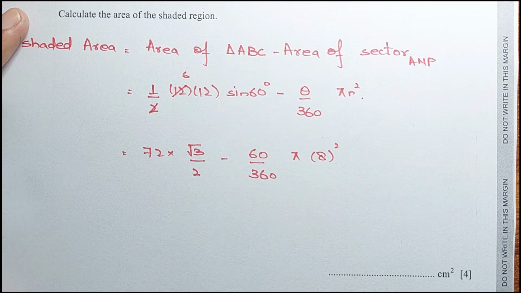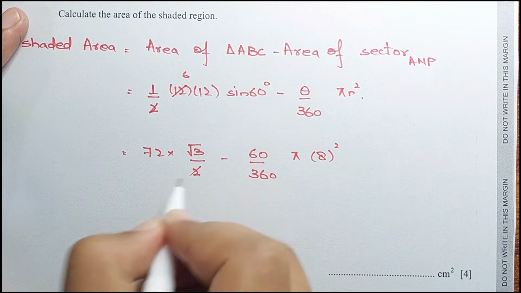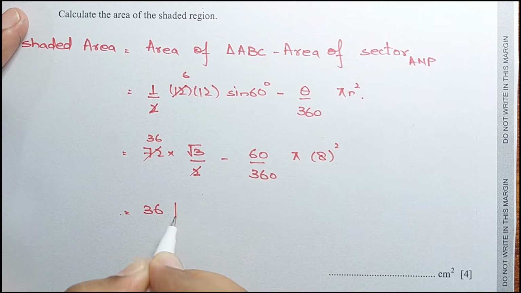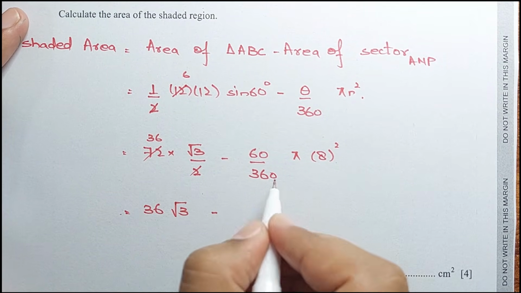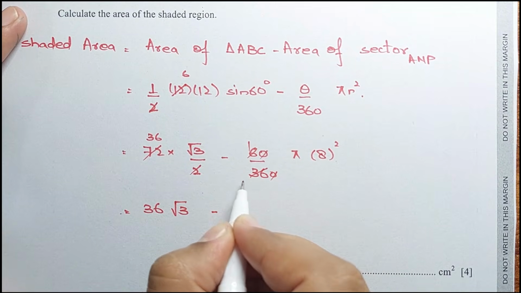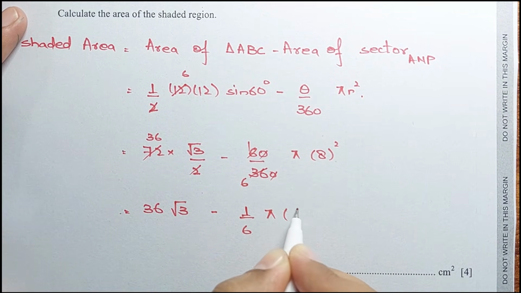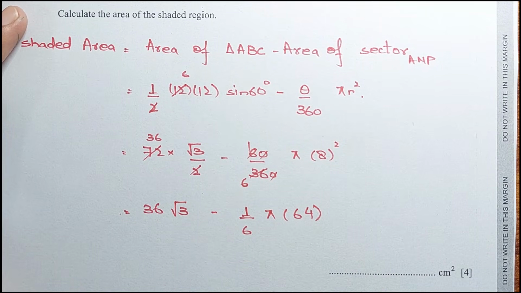Alright, so we can say 72 is cancelled out with 2. 2 times 3 is 6 and 2 times 6 is 12. So this is 36 root 3 minus, 0 is cancelled with 0. 6 times 1 is 6. 6 times 6 is 36. 1 over 6 pi, and 8 square is 64, right?